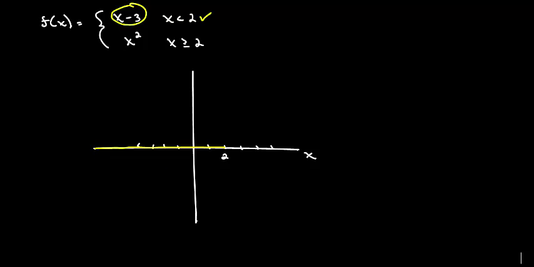You can do a table of values if you want to. Or if you know what this graph looks like, you can just sketch it out. Then when x is greater than or equal to 2, so at 2 and more than it on this side, we're going to see this one right here. So let me erase those lines there.